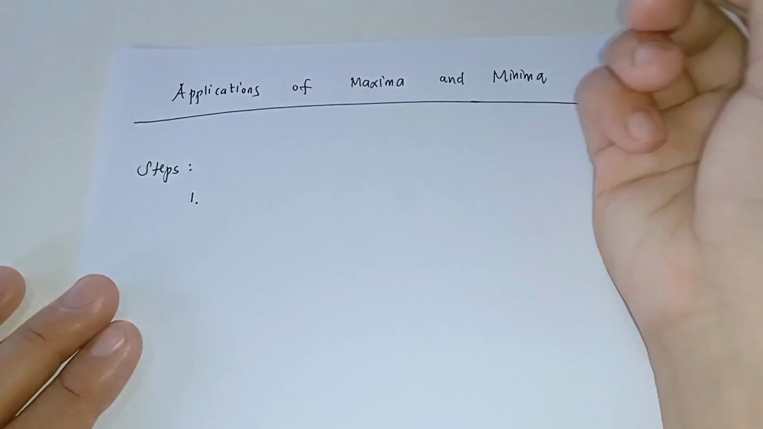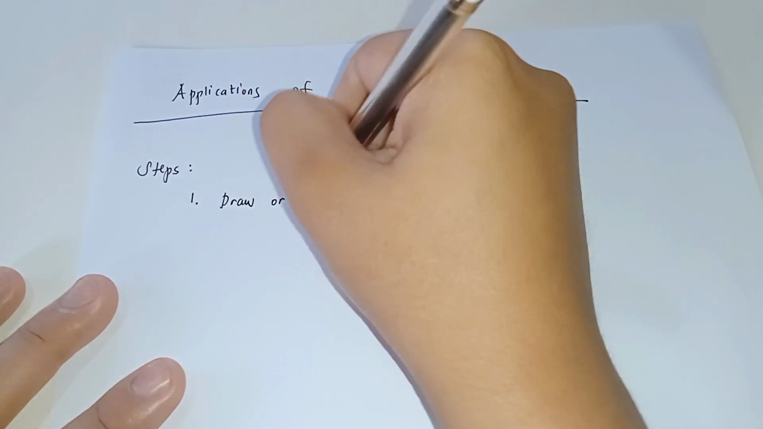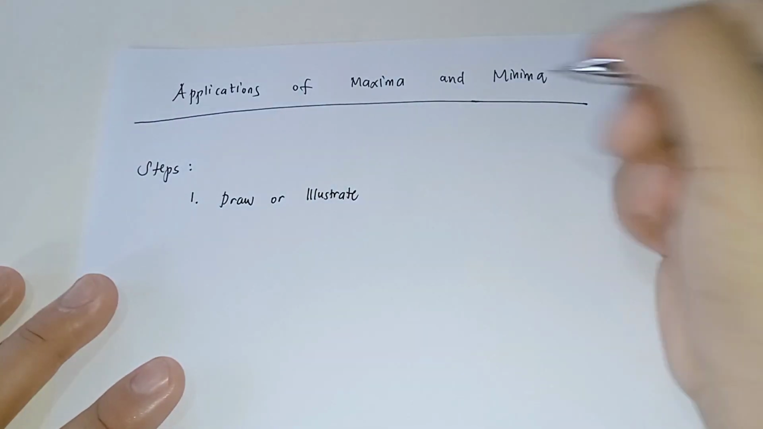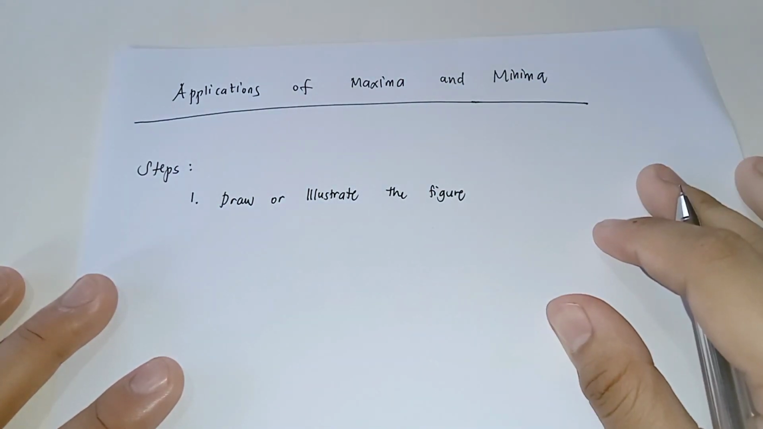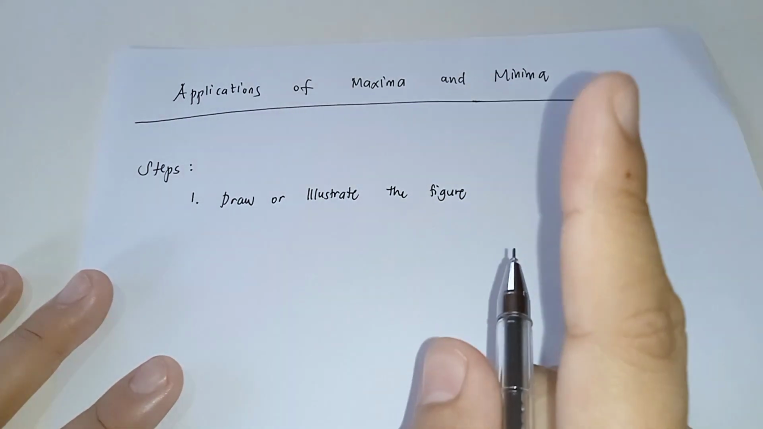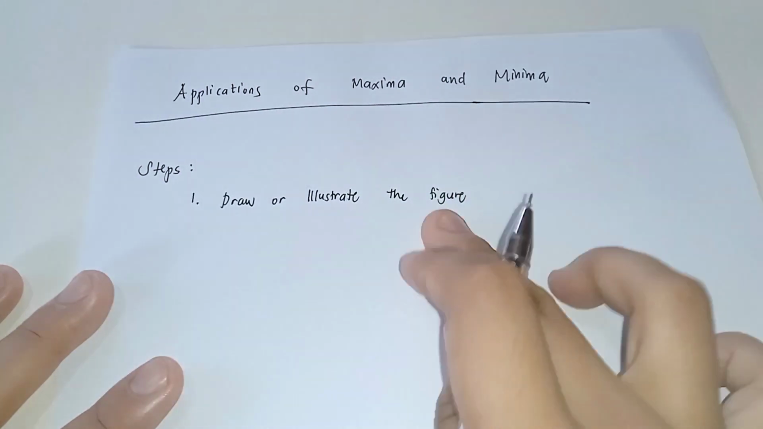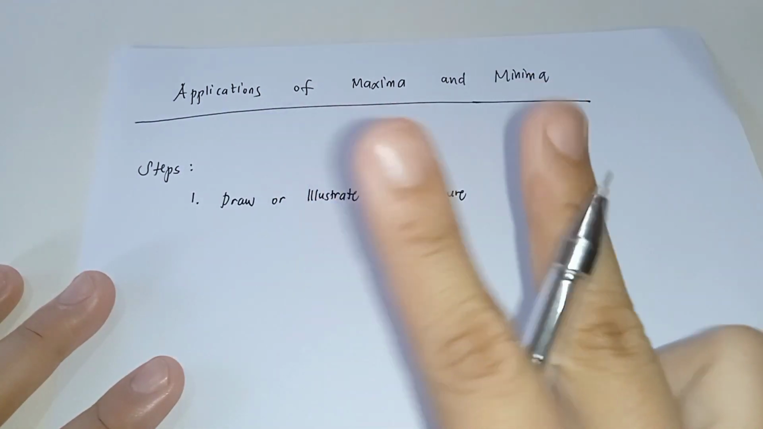So, first, draw or illustrate the figure whenever necessary and denote the variable quantities by x, y, or z or any variable that you want when denoting quantities in the problem. This step would be helpful in solving geometrical problems that need a representation for us to visualize and understand the problem more. And now for our second step.